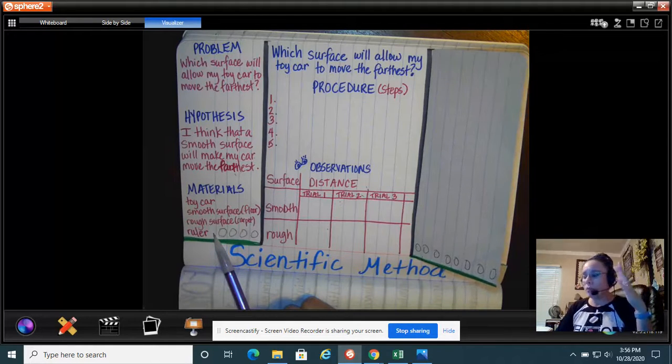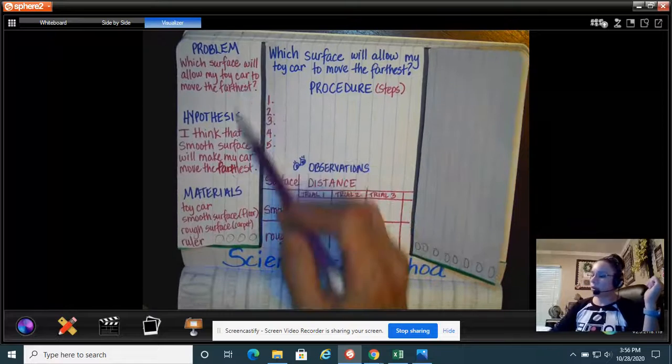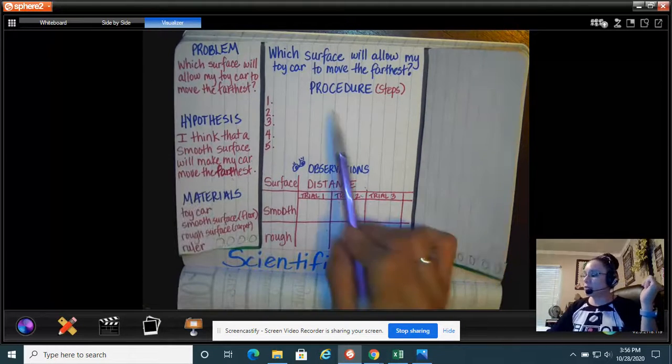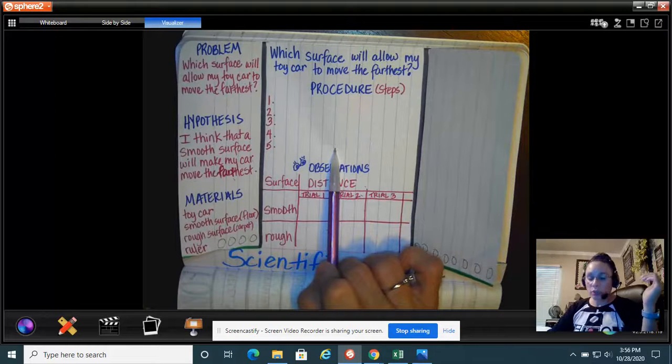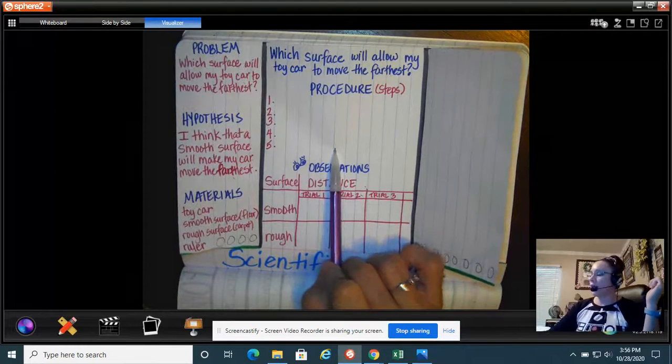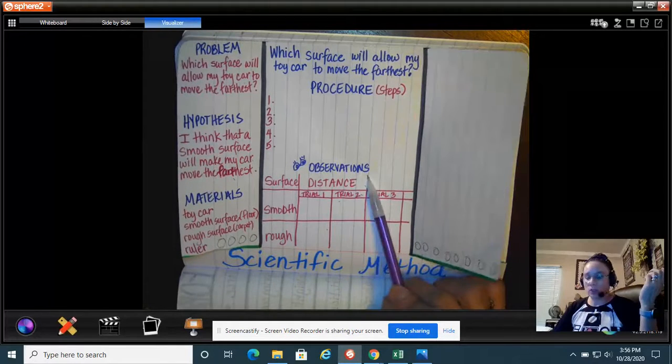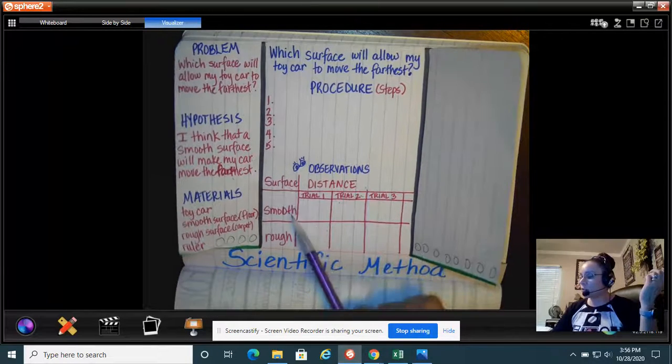Okay. So you do want to measure something, measure the distance your car has gone. So this is the first part of the project. Okay. On Thursday, I'm going to tell you the steps to doing this project. And then you're going to have to write down what happened. These are your observations. So you have the surface, smooth and rough.